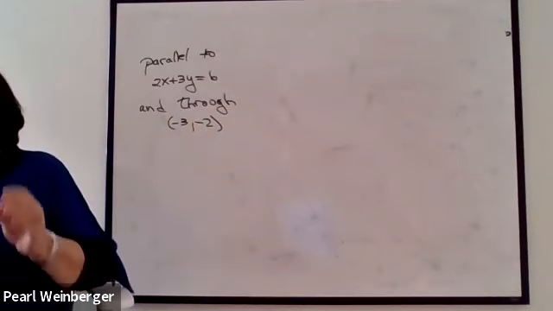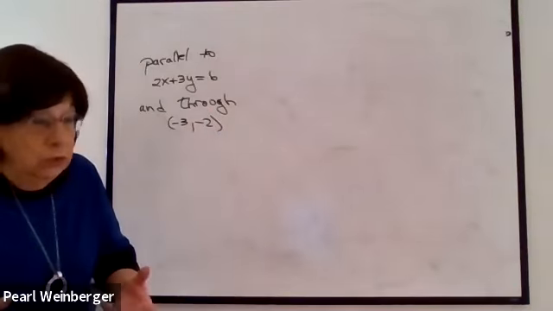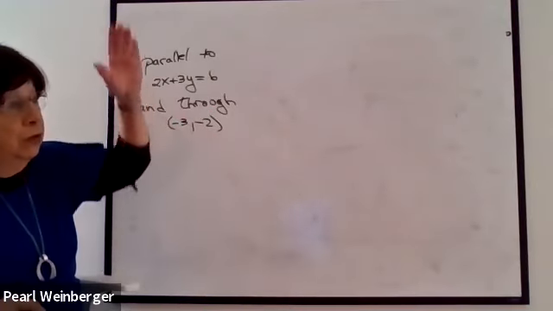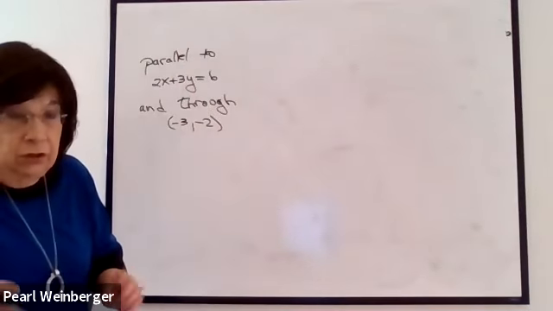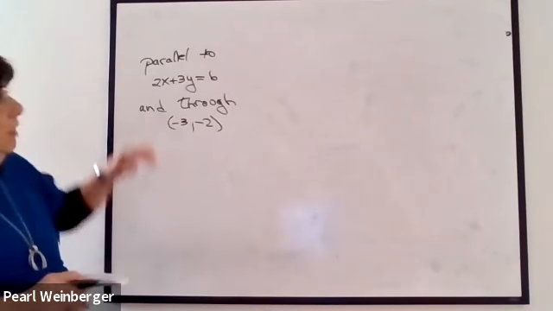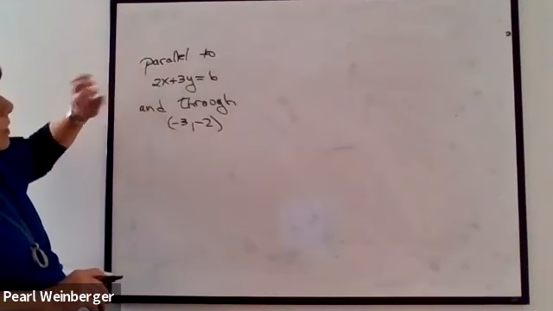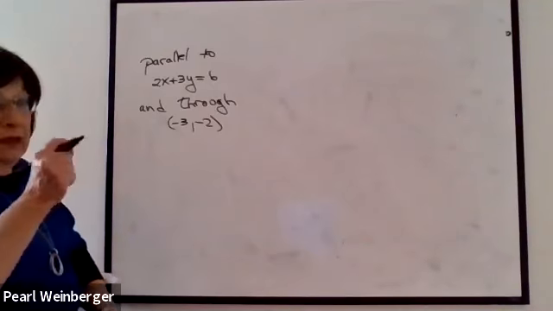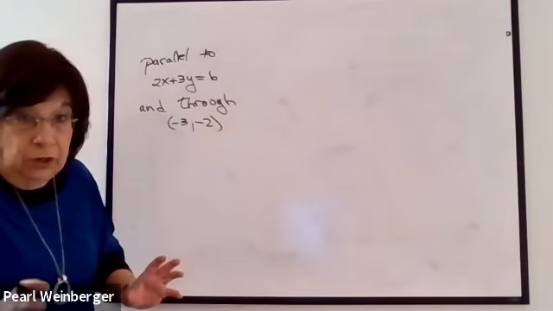Again, I am giving you a description of a line. I'm telling you what the line looks like. I know a point that it goes through. I know it's parallel to a given line. So I know what it looks like, but I don't have the equation of the line. I have the equation of a different line. I don't have the equation of the line that I am looking for.